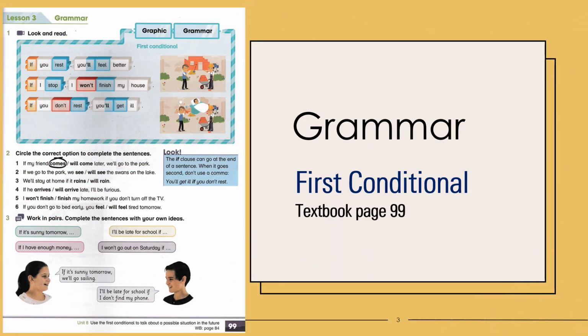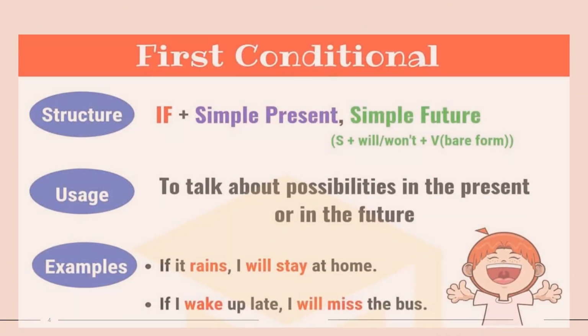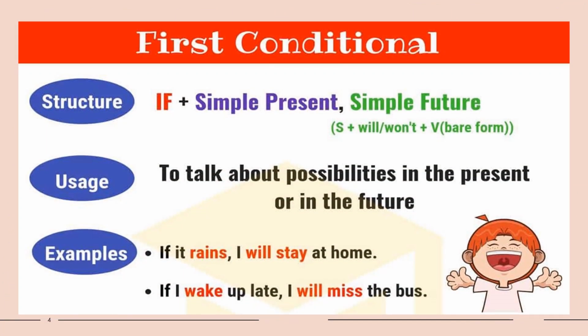Let's look at our first subtopic for today's lesson, which is grammar on first conditional. You can refer to your textbook, page 99. We use first conditional to talk about possibilities in the present or in the future. Look at the structure of how to write using first conditional.